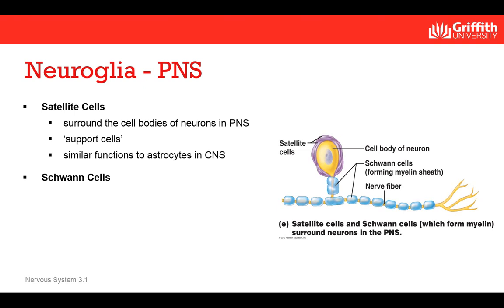Schwann cells surround all the thicker nerve fibers in the PNS and are responsible for producing the myelin sheath, much like the oligodendrocytes found in the CNS. The Schwann cell plays a vital role in regeneration of damaged peripheral nerves.